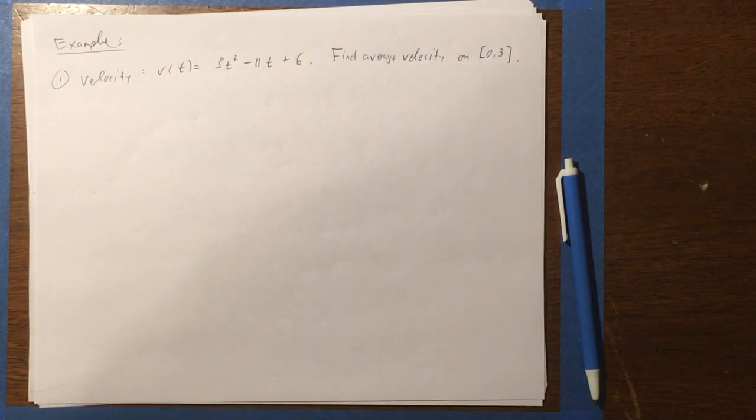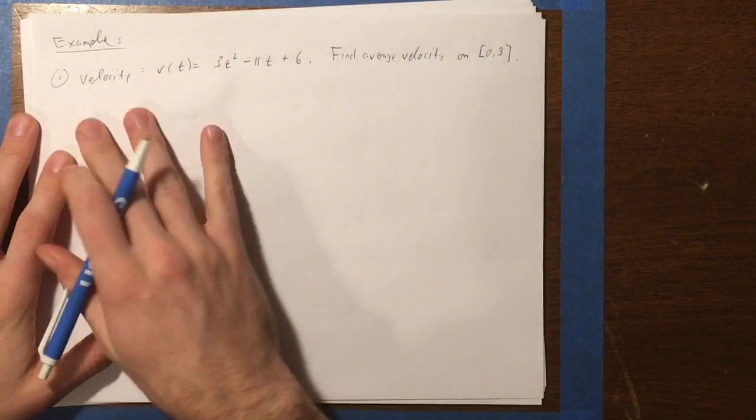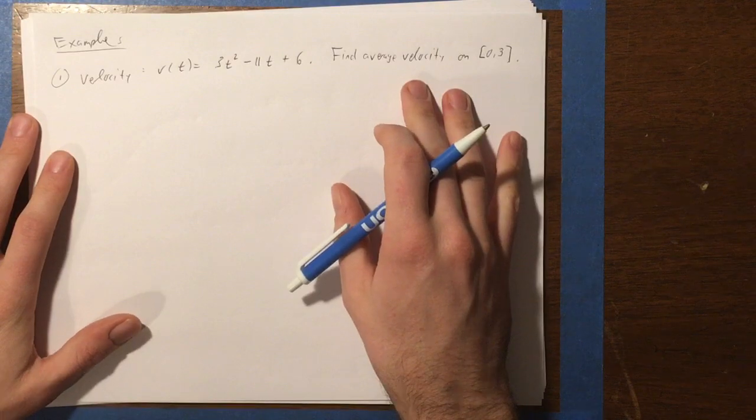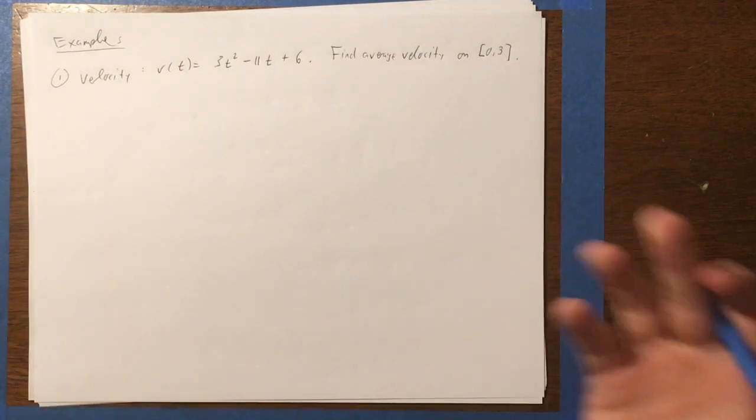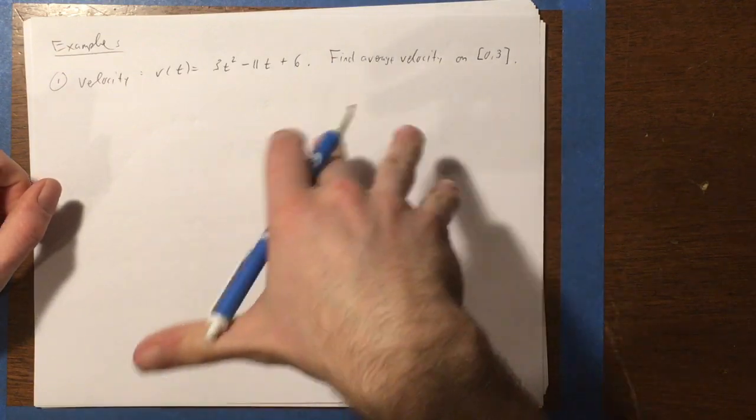Okay, so for the first average value of a function example, I want to go back to this velocity example we were working with earlier. Let's say we want to find the average velocity on the interval from 0 to 3 seconds. Average velocity is a completely reasonable idea, but the velocity is changing continuously over time.